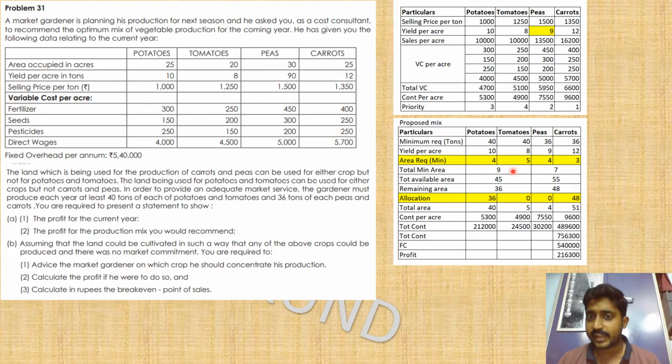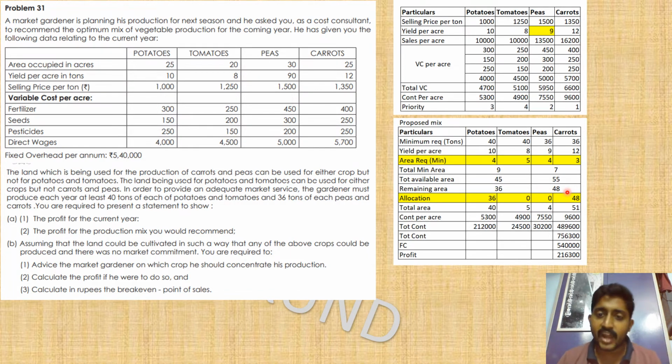So 9 acres are already allocated for potato and tomato for the minimum requirement, and 7 acres are allocated for peas and carrots. 4 plus 3 is 7, 4 plus 5 is 9. What is the total available area? That is given in the question. 25 acres for potato and 20 acres for tomato, putting together 45 acres for potato and tomato, and 30 plus 25, 55 acres for peas and carrot. So what is the remaining area? 45 minus 9, 36 acres remain for potato and tomato, and 48 acres remain for carrot and peas.